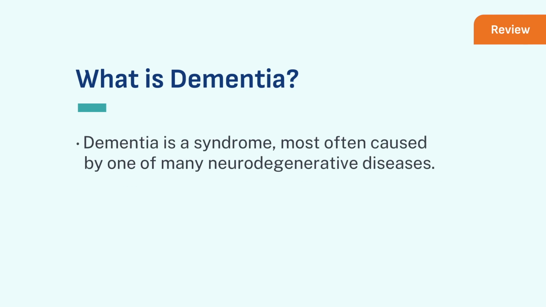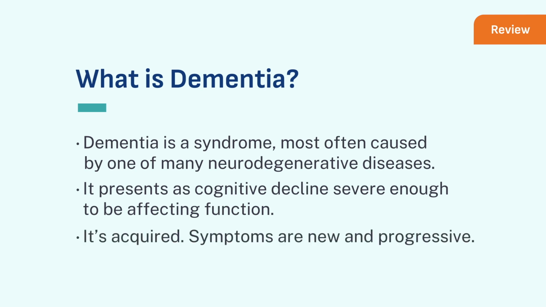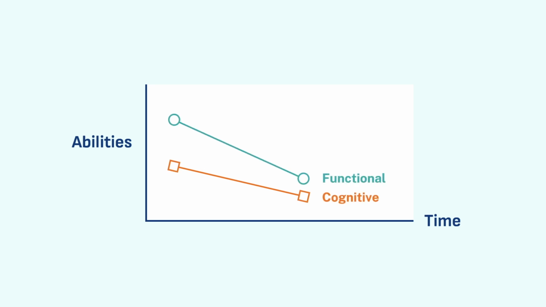Dementia is a syndrome, most often caused by one of many neurodegenerative diseases. It presents as cognitive decline, severe enough to be affecting function, and it's acquired. Symptoms are new and progressive. So, when it comes to the core diagnostic criteria, we are looking for evidence of acquired cognitive decline and acquired functional decline, both compared to a premorbid baseline. So, how do we determine a premorbid baseline?